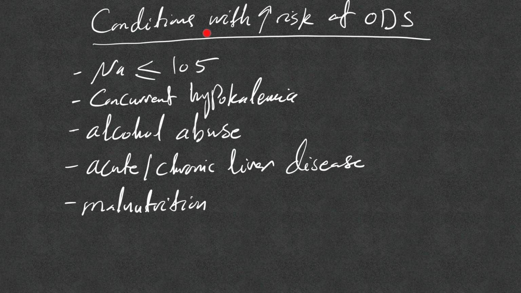Now, conditions with increased risk of osmotic demyelination syndrome, and remember this is mainly in chronic hyponatremia, severe hyponatremia with sodium level less than 105.